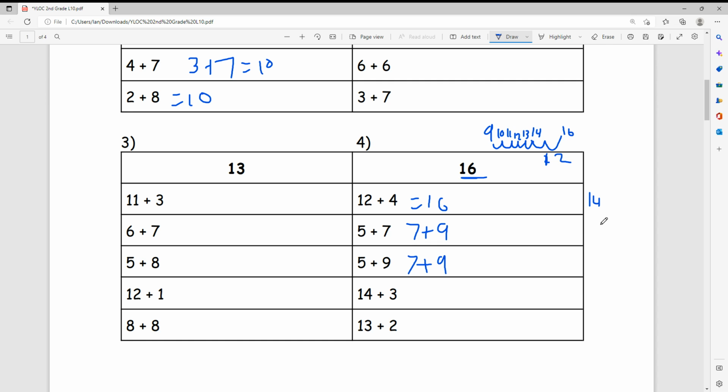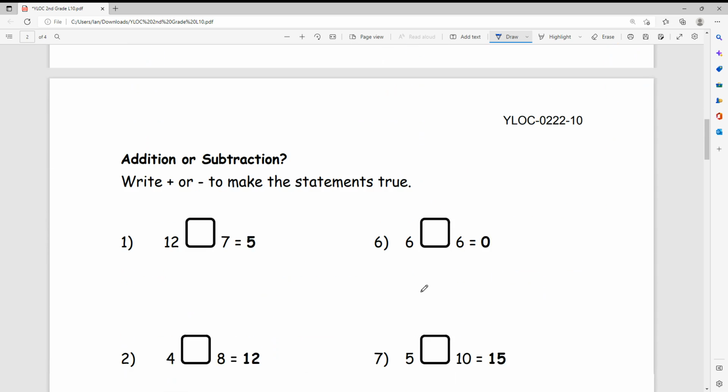Next is 14 plus 3, so 1, 2, 3, 15, 16, 17. So when you go back 1, so instead of 3, it would be 2, so 14 plus 2. And then 13, move 2 to the right, 1, 2, 14, 15, and then since we need 1 more, we go more to the right. And instead of 2, it would be 13 plus 3.